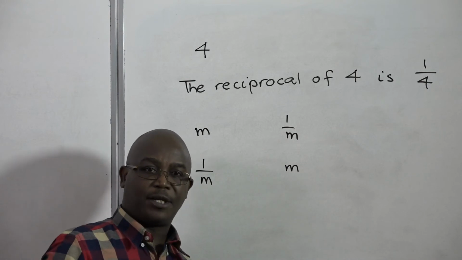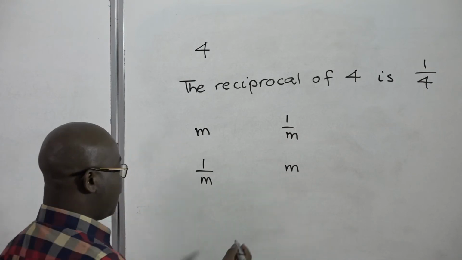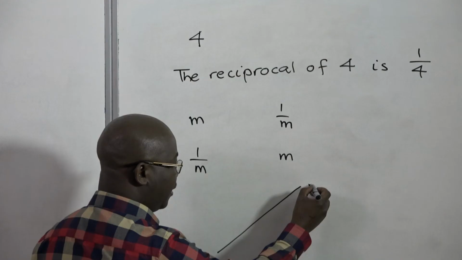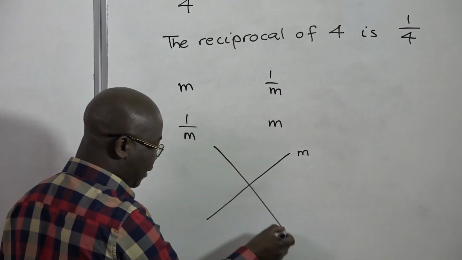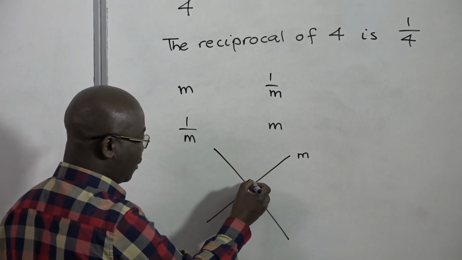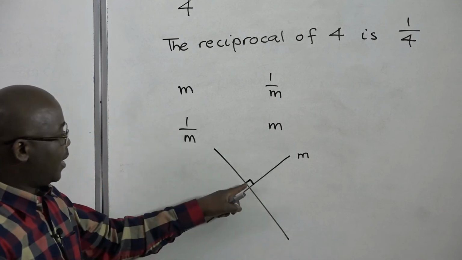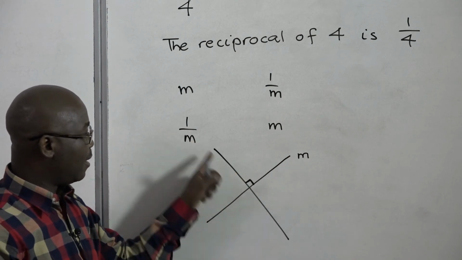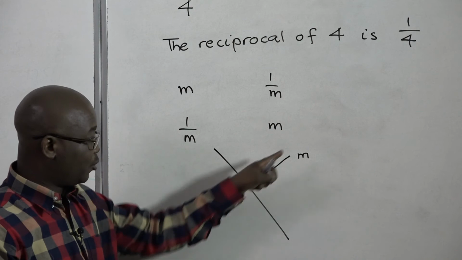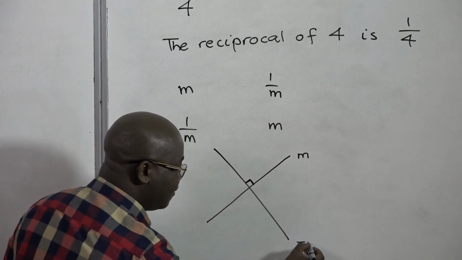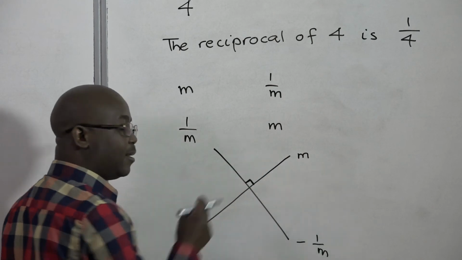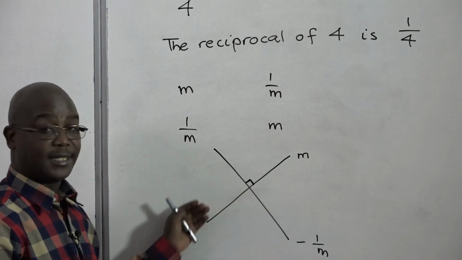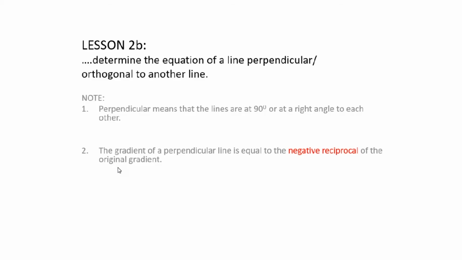Now, when we are talking about perpendicular lines, we are saying, if I've got a line like that, and the gradient of this line is m, then I have another line which is perpendicular. And this is how we show that they are at 90 degrees. So if the gradient of this line is m, the gradient of the perpendicular line to the first line will be the negative reciprocal of the original gradient. That's how the relationship of the gradients applies on perpendicular lines.